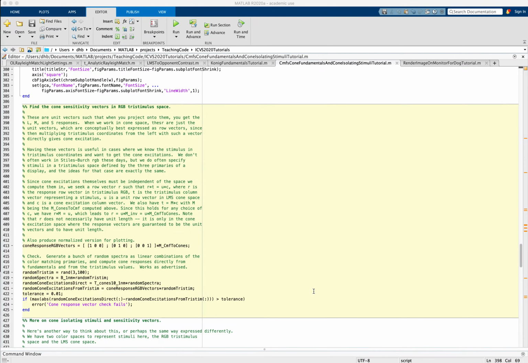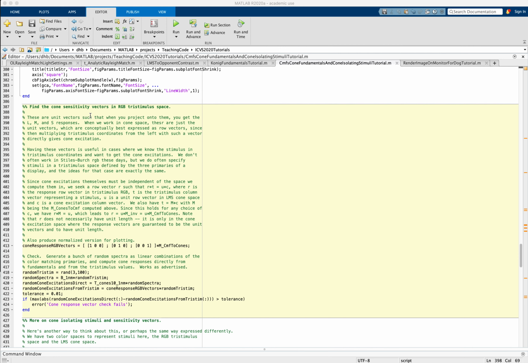This is part 3 of the CMF's cone fundamentals and cone isolating stimuli tutorial. We've gotten down to here in parts 1 and 2, and now we're going to talk about cone sensitivity vectors expressed in the RGB tristimulus space. The idea here is we want to find a row vector such that when we dot product it from the left into the column vector representing the tristimulus coordinates, we compute the cone excitations for one of the cone classes.